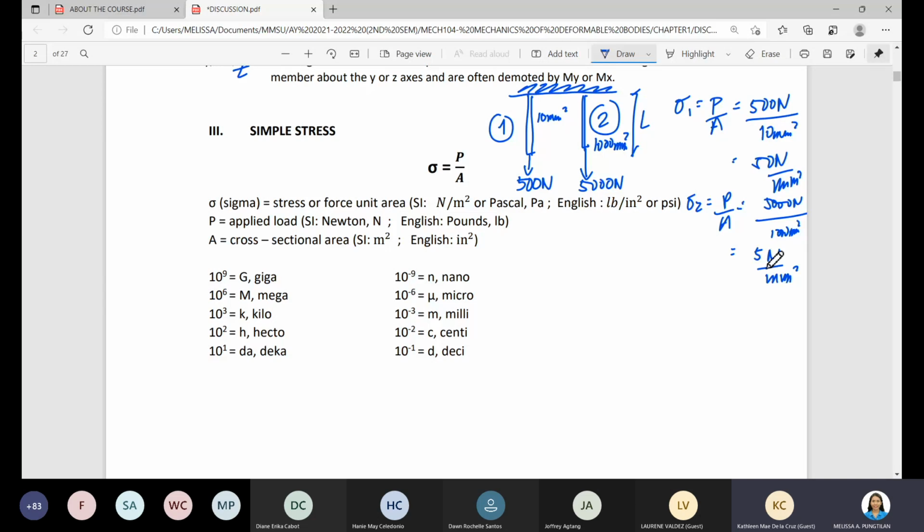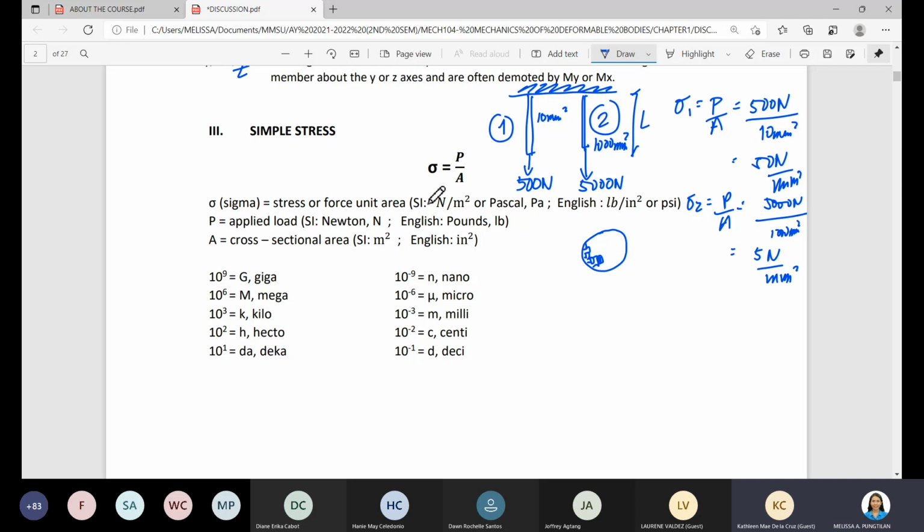Ayan. So, ang mas malakas dito is bar 1 because kaya niyang buhatin is 50 Newton per square millimeter. So, in every square millimeter, for example, ito yung cross-sectional area. So, kung mag-drawing ka dyan ng maliliit na tagwa 1 millimeter, ayan. So, isang square millimeter, kaya niyang magbuhat ng 50 Newton. So, mas malakas yung ating bar 1. So, yun yung concept ng ating simple stress. Yung simple stress natin is the force all over the area. Yung force in every area.